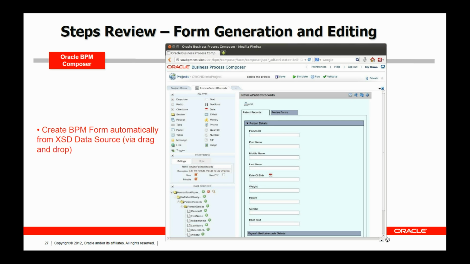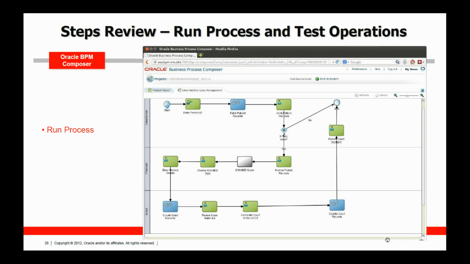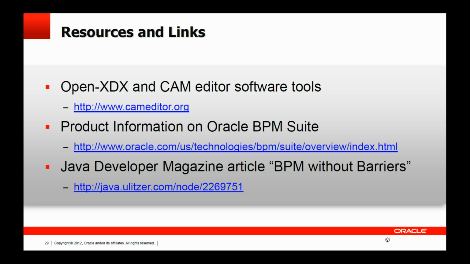And then, of course, what we're showing here is now you're back in the Oracle BPM composer. You've imported the project back in from JDeveloper. Now you're going to create the BPM form automatically from the XSD data source using drag and drop. That's showing you that here. And then recapping again, once you've got your service wired in, you can run it in the composer and test it out and make sure it works how you need it to. Okay, that was the quick cheat sheet.